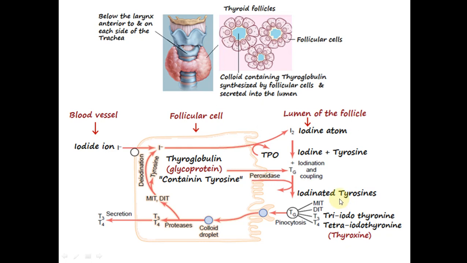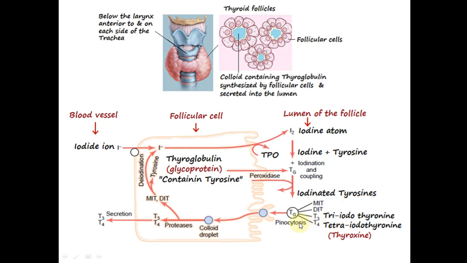Next, one monoiodotyrosine and one diiodotyrosine couple together to form T3, triiodothyronine, and two diiodotyrosines coupled together form tetraiodothyronine, that is thyroxine. So the major forms of the thyroid hormones are T3 and T4, and these hormones are formed in the lumen of the thyroid follicle.